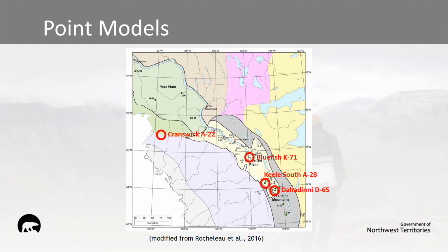Now I'll show a few examples of point models that I've set up in the software so far. All of these have accompanying maturity data and therefore can have their simulated maturity curve calibrated to reality. These 4 examples I'll show, so the Cranswick A22, Bluefish K71, Keele South A28, and Dahadinni D65. These are all existing oil and gas wells, and these 4 examples will form a bit of a northwest to southeast transect through the study area.